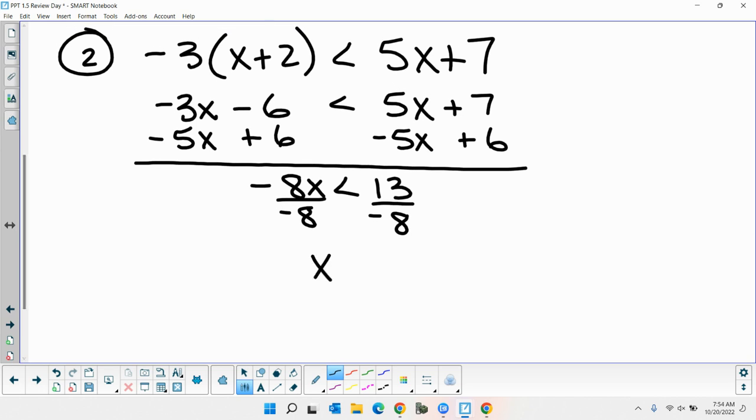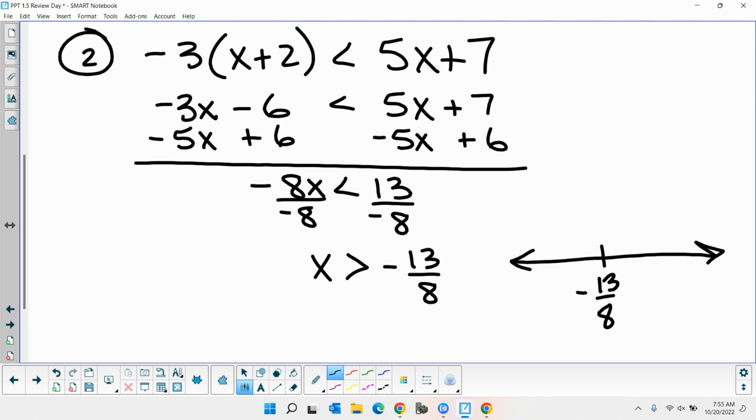Which gives me x is greater than -13/8. Okay? And that's between -1 and -2. So I would probably just do this, put -13/8 here, and then put -2 here and -1 here, showing that it's between those two. Again, it's just greater than, so it's a circle, and greater than would be going towards the -1.